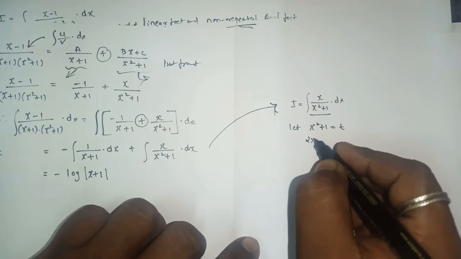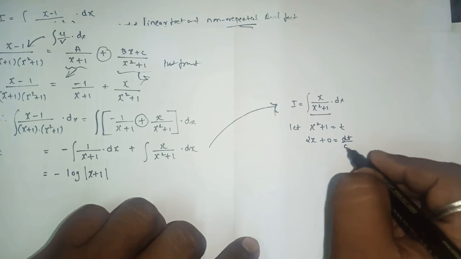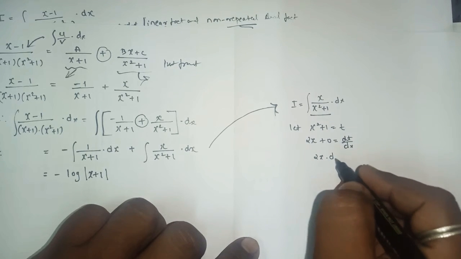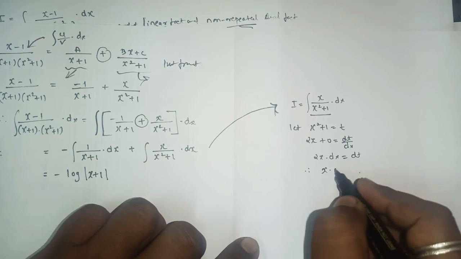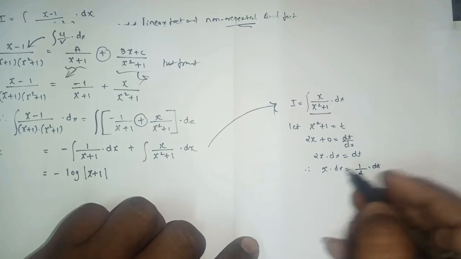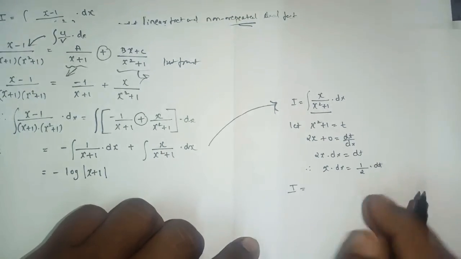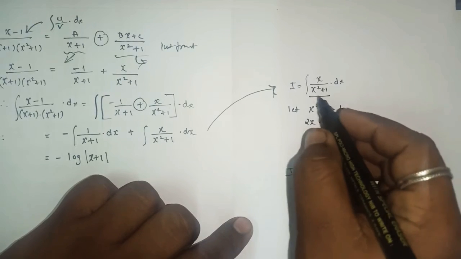So this will be 2x plus 0 equals dt upon dx. So 2x into dx will be equal to what? dt. So therefore x into dx will be equal to what? 1 upon 2 into dt, yes or no? So I will be equal to this, x square plus 1.